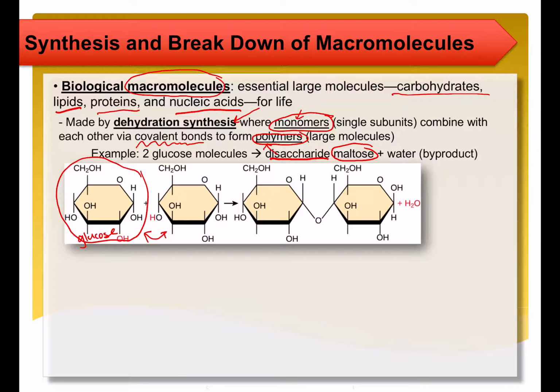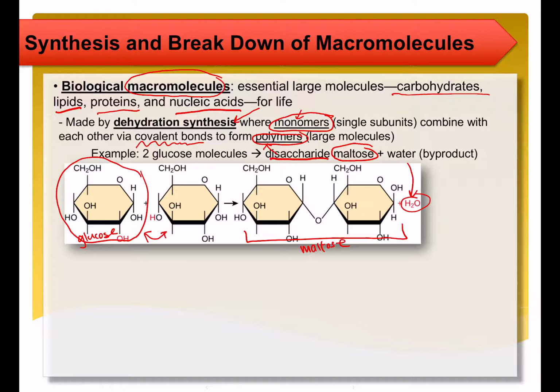Note that the whole name is disaccharide maltose. I'll explain when we get to the carbohydrate section what we mean by monosaccharide versus disaccharide versus polysaccharide, but for now, just go with the flow. So the two glucose molecules make a molecule of maltose and water. Water is a byproduct right here. This is the water molecule, and this here is the maltose.